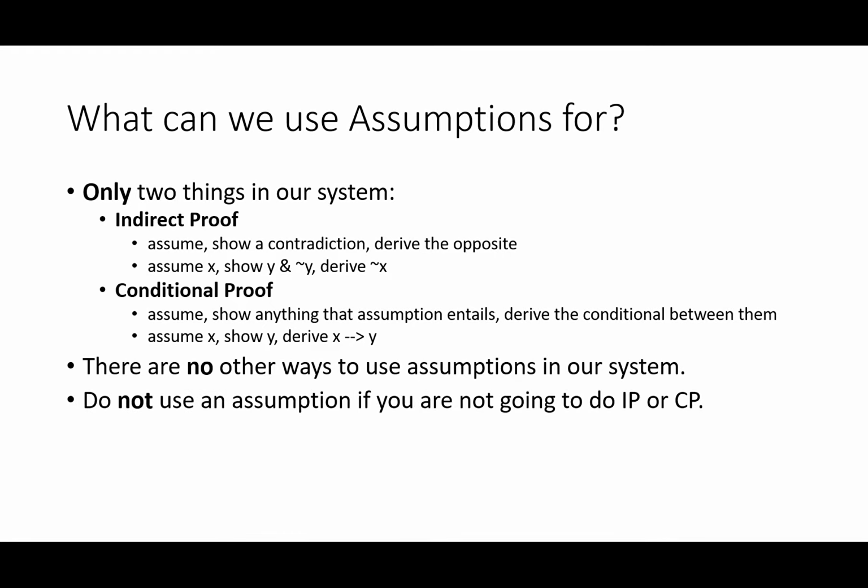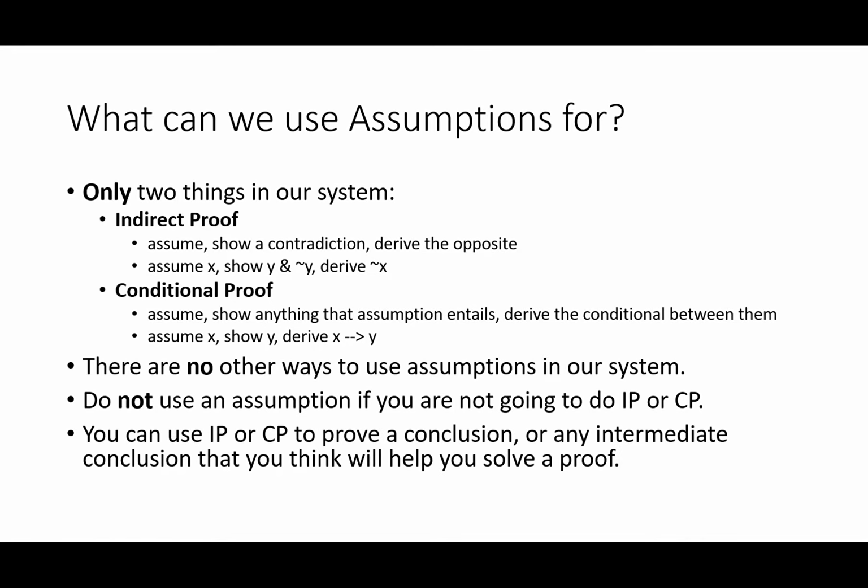Do not use an assumption if you are not going to do indirect proof or conditional proof. There would be no reason to, and there would be nothing that you would be able to use that assumption for later on. You can use indirect or conditional proof to prove your conclusion, or you can prove any intermediate conclusion that you think will help you solve the proof.